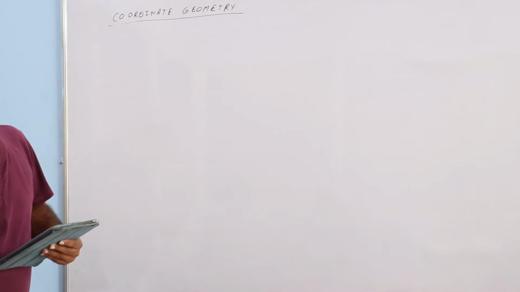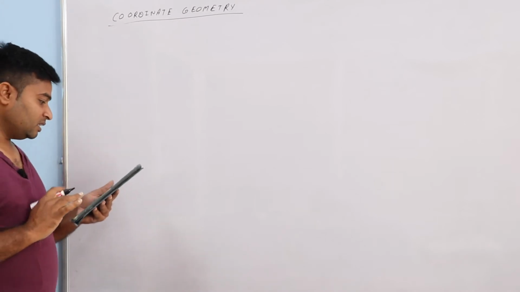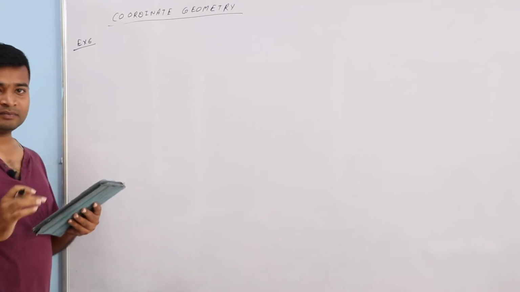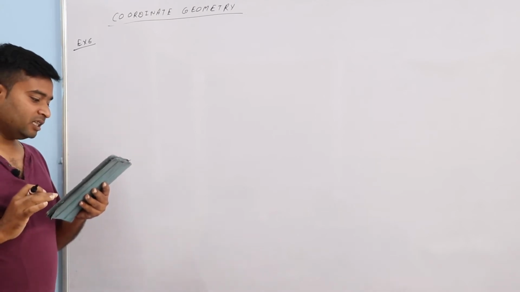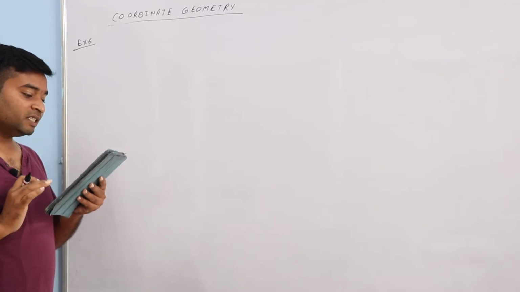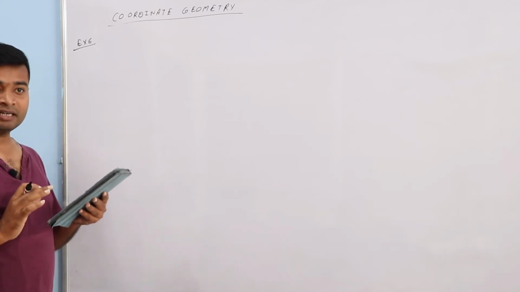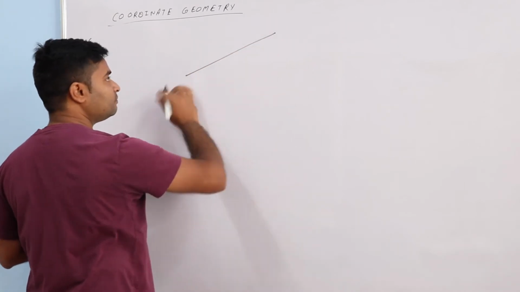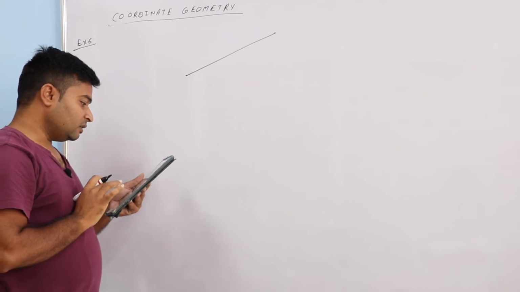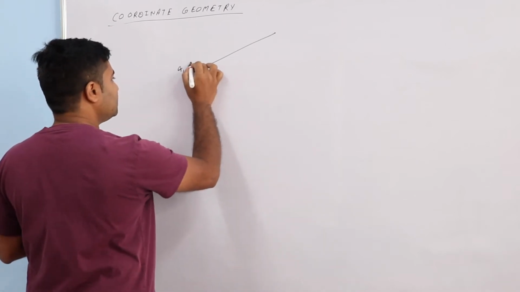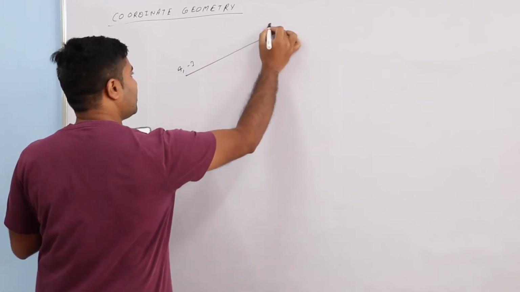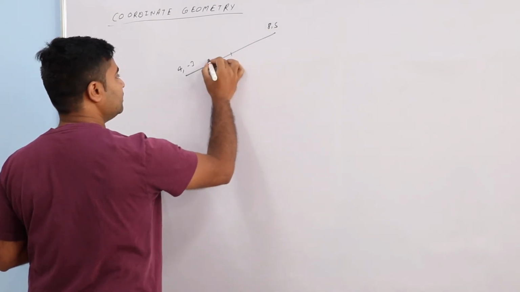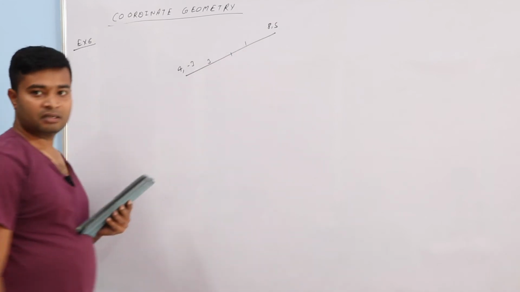Correct. Now see some question, Example number 6 from your NCERT book only. It says, find the coordinates of the point which divides the line segment joining the points 4 comma minus 3 and 8 comma 5 in the ratio 3 is to 1. Correct? We have written the question.